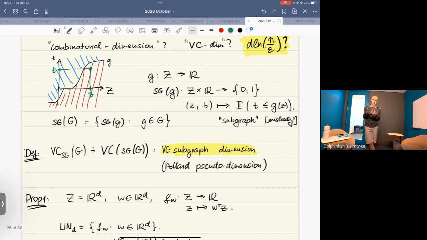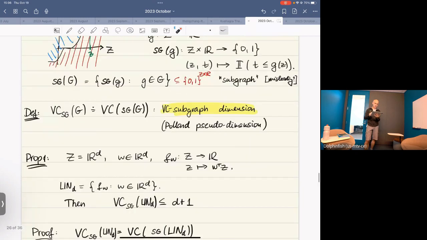So now this is in {0,1} to the power of Z times R. The dimensionality of the domain changed by 1. You added an extra dimension in a way. Z didn't really have a dimension, but you're expanding the domain to make it this product set, and now you have binary valued functions. You can just ask, what's the VC dimension? Whatever that gives you, that is the dimension for my function class. This is called the Pollard pseudo dimension, or the VC subgraph dimension.